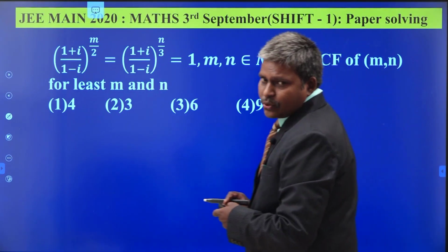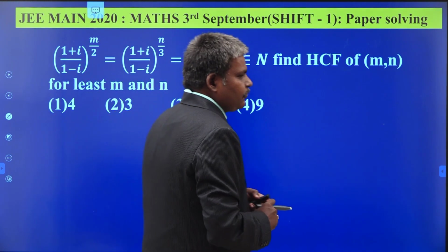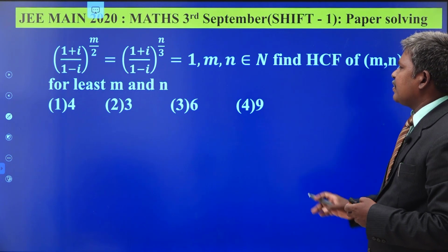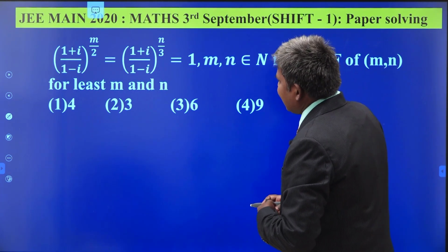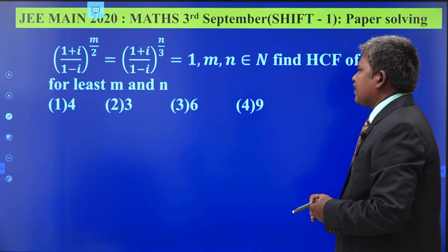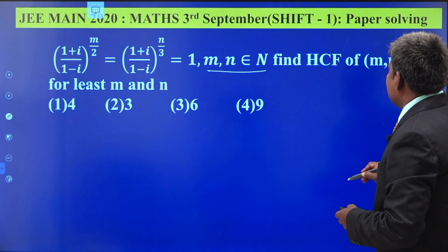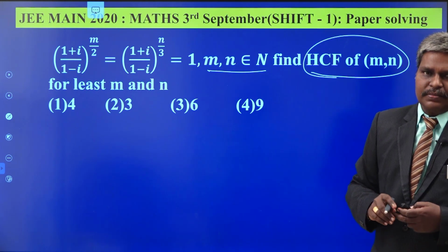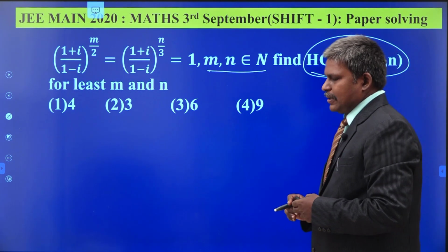See here, this is the question related to complex numbers. It is also very easy for you. Read once again. 1 plus i by 1 minus i whole to the power of m by 2 is equal to 1 plus i by 1 minus i whole to the power of n by 3 is equal to 1, where m and n belong to natural numbers, and you have to find out the HCF of m comma n. You have to find out the value of HCF of m comma n.